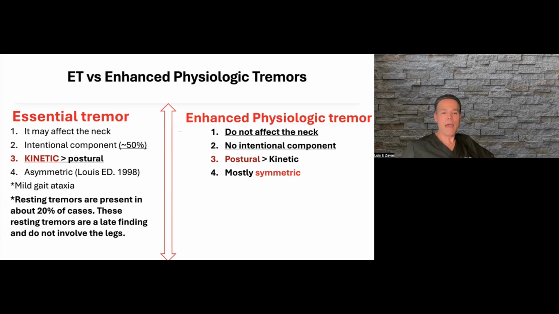Now, remember that the enhanced physiologic tremor is the most common postural tremor by far. So these two types of tremors that you see here, the essential tremor and enhanced physiologic tremor, are the most common type of tremor that you will see in the clinic by far, more than the tremor of dystonia or the tremor that you see in Parkinson.